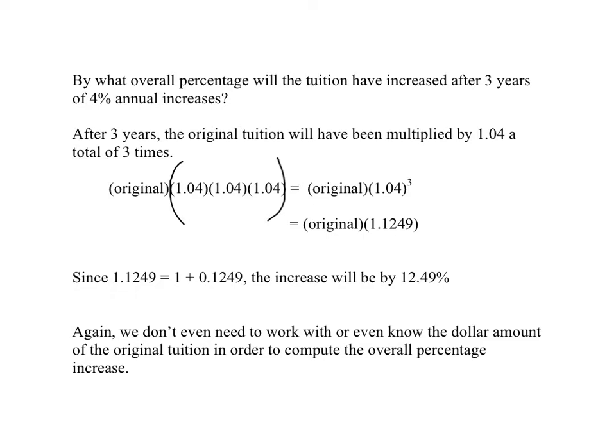Now, 1.1249 has to be converted to 1 plus something. This is the 3-year growth factor right here. It is 1 plus something, and the plus something tells you the percentage increase. So the increase part is the 0.1249. That's 12.49%. The overall 3-year increase is by 12.49%.